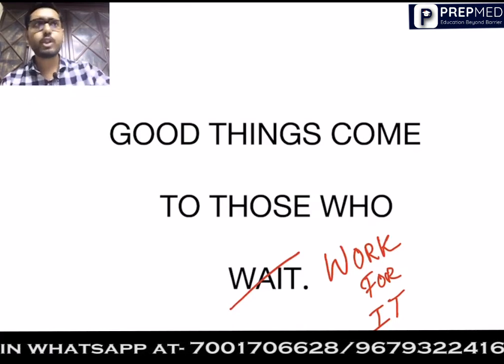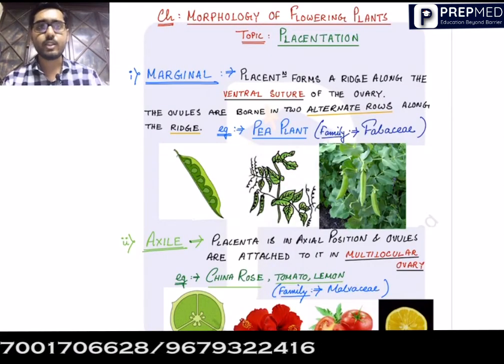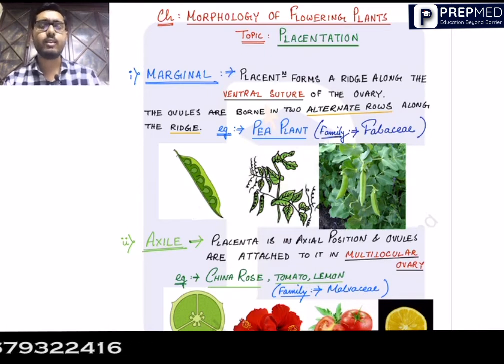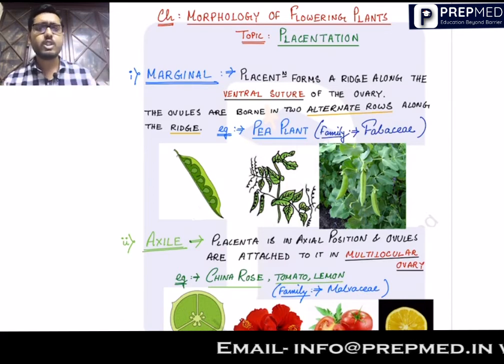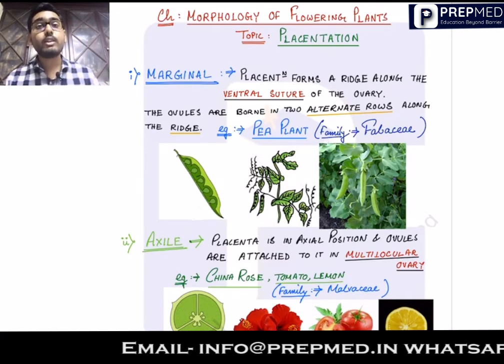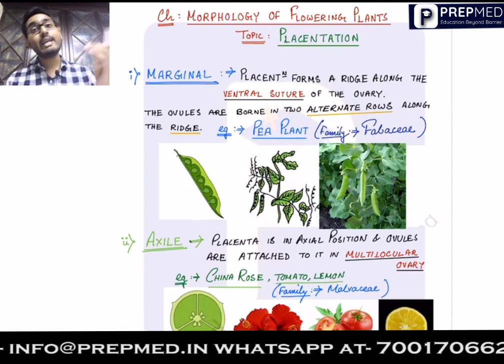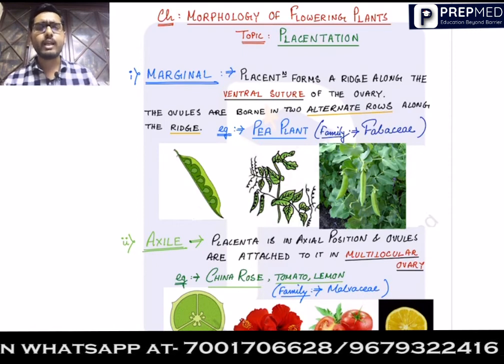So now let's come to the topic proper. Today's topic is placentation, as I have said earlier. So what exactly is placenta? Placenta is a cushiony tissue inside the ovary in which the ovules are arranged. There are different types of placentations, which depend on the arrangement of ovules on the placenta inside the ovary.